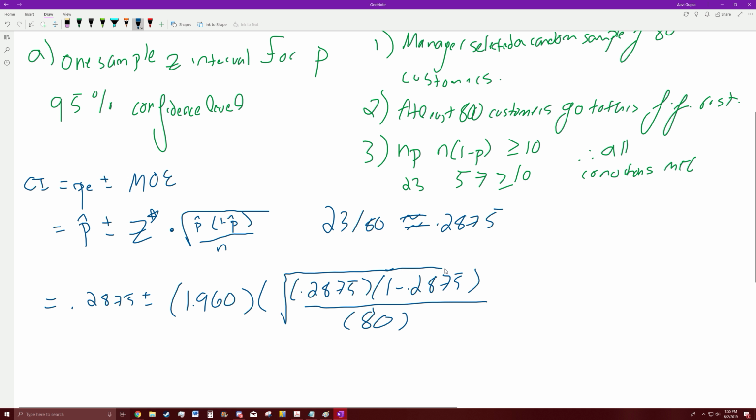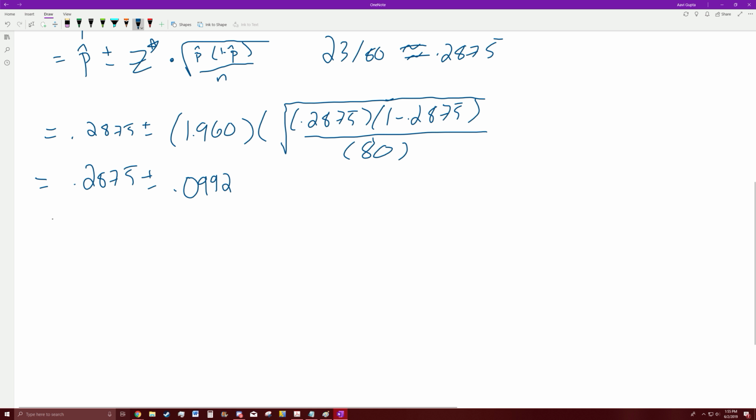Let me just extend this. Okay, and now this is going to be equal to 0.2875 plus minus 0.0992. So therefore our interval goes from 0.1883 to 0.3867. Okay.